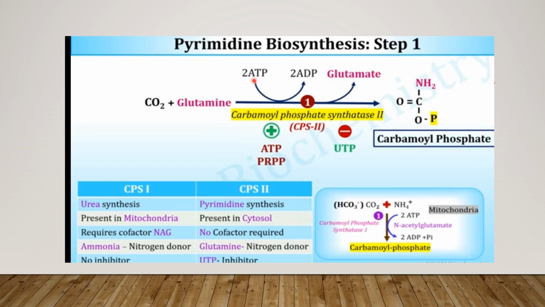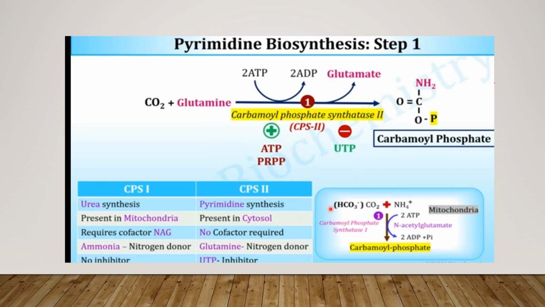Here two ATP molecules are also utilized and they are converted to ADP, and the compound that is formed is carbamoyl phosphate. Here you see the structure of carbamoyl phosphate. The reaction is catalyzed by an important enzyme, carbamoyl phosphate synthetase 2. It is activated by ATP and PRPP while inhibited by UTP.